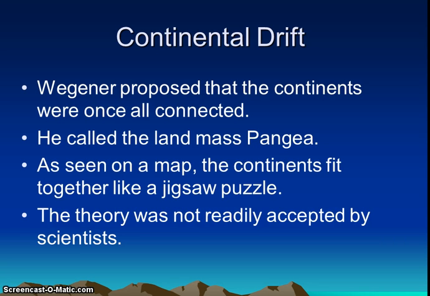Wegener proposed that the continents were once all connected. He called the landmass Pangaea. As seen on a map, the continents seem to fit together like a jigsaw puzzle. This theory was not readily accepted by scientists.